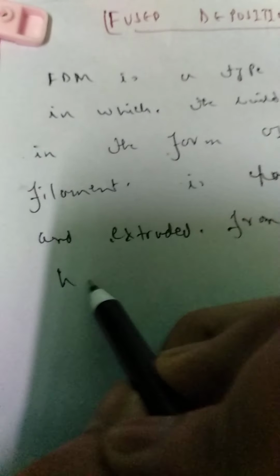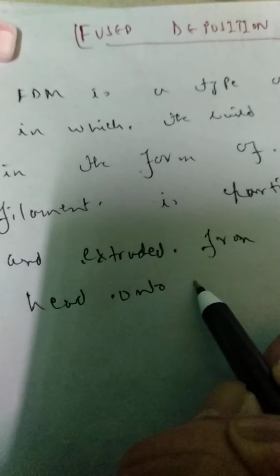Now what is this fused deposition modeling? We'll see. It is a type of additive manufacturing process in which the build material, in the form of flexible filament, is partially melted and extruded from a moving deposition head onto a static work table.